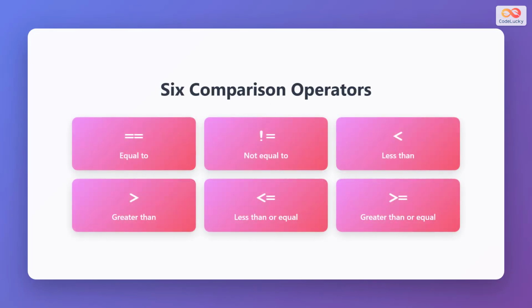NumPy supports 6 comparison operators that work element-wise on arrays. The double equal sign checks if elements are equal to a value. The exclamation mark followed by an equal sign checks if elements are not equal. The less than symbol compares if elements are smaller than a value. The greater than symbol checks if elements are larger. Less than or equal combines equality with the less than check. And greater than or equal combines equality with the greater than check. Each operator returns a boolean array showing true or false for every element.